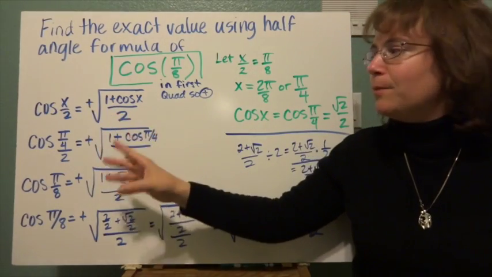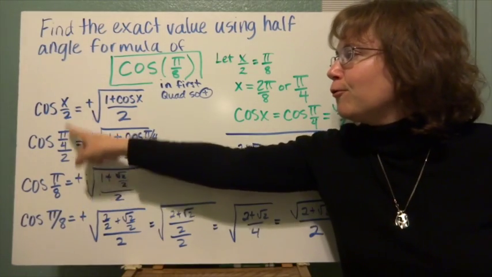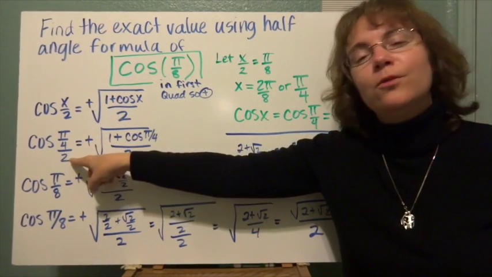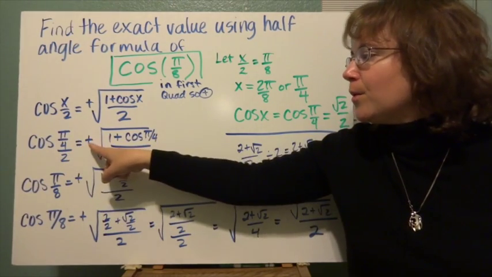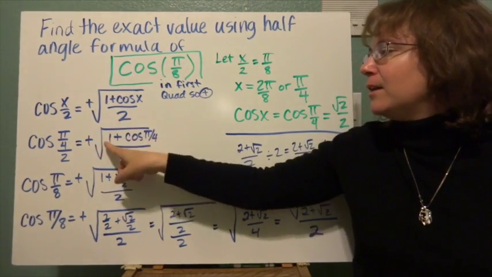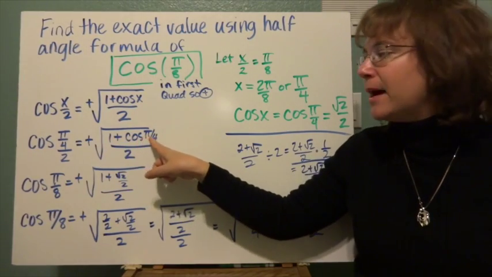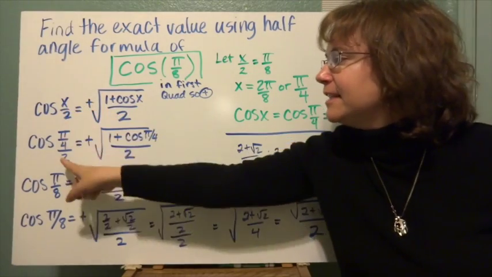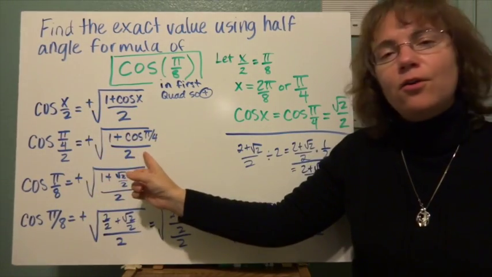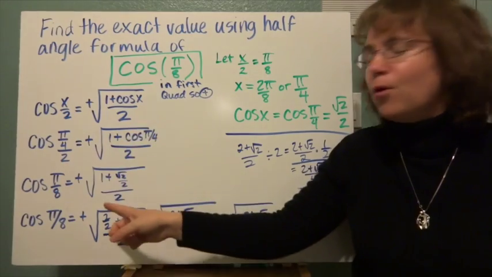And then I'm going to substitute my values in. I have pi over 4, because that's what my x is, over 2. Now remember, that gets me pi over 8. I chose that on purpose. Equals positive rad 1 plus the cosine of pi over 4. That's my cosine of x, my original angle before I halved it to get pi over 8. All over 2. So I'm taking the radical of that whole thing.